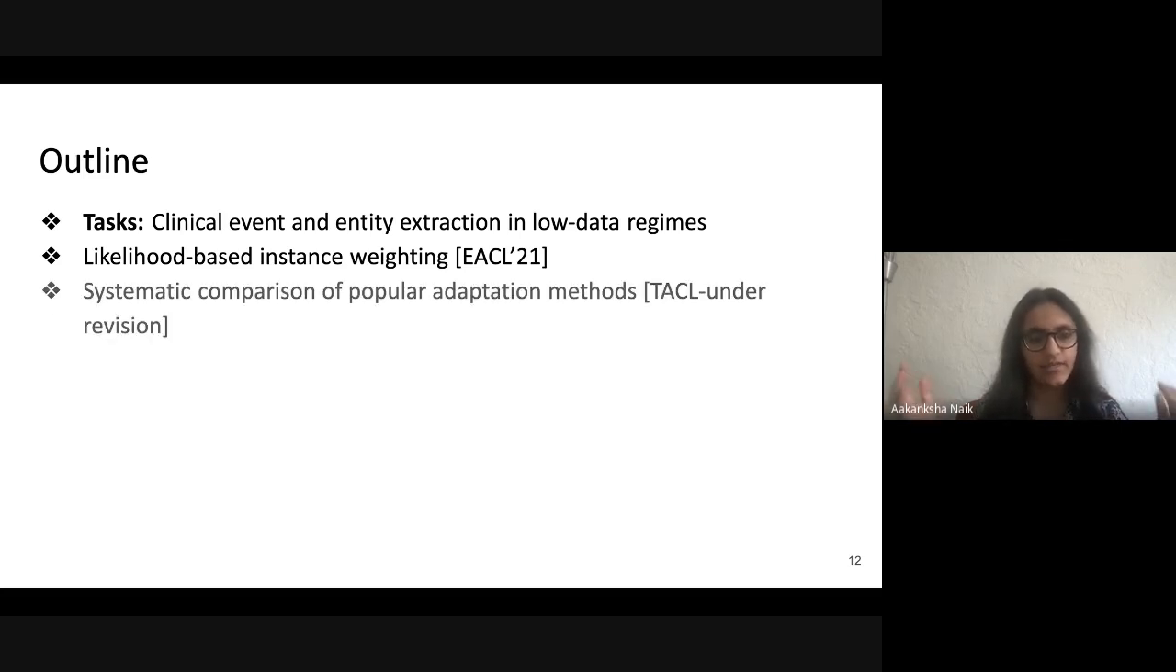And in the second part of the talk, I'd like to take a step back and compare a bunch of different popular adaptation methods on a broader range of tasks. So in this part of the talk, I'll be looking at both clinical entity and event extraction and compare all of the popularly used adaptation methods on a bunch of different data sets and try to see if we can figure out certain characteristics of adaptation methods that make them better choices for specific domains. And I will conclude by presenting some future directions that I see this research going into.